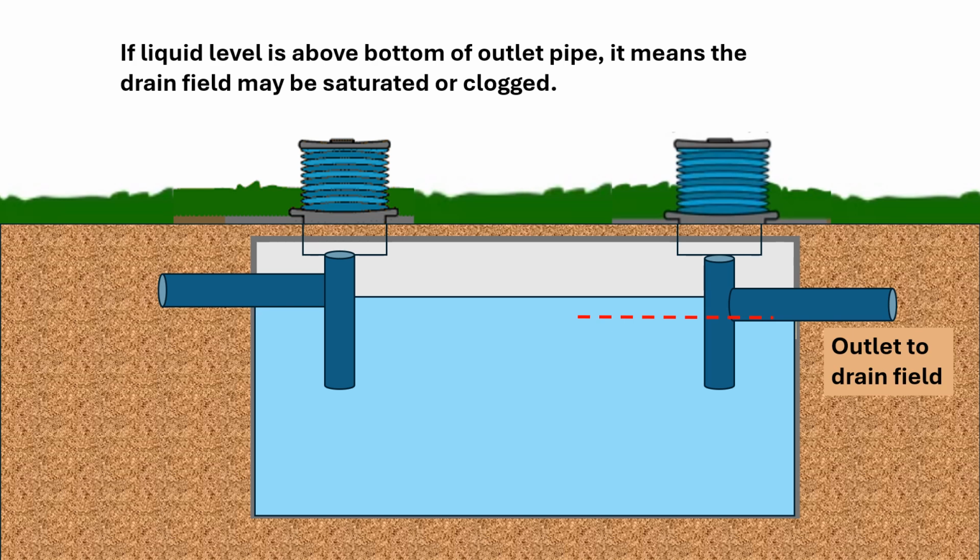If, however, the liquid level is above the bottom of that outlet piping, it could mean that we have some type of restriction, and that could be because the drain field has become saturated with water, it can't hold anymore, or it could mean that we have some clogging occurring, clogging in the perforated pipes or clogging in the soil where the treatment is occurring.